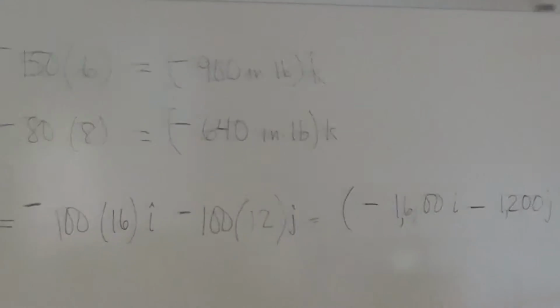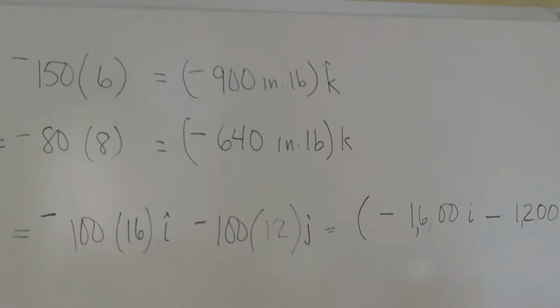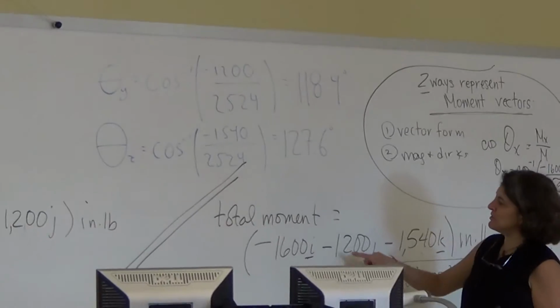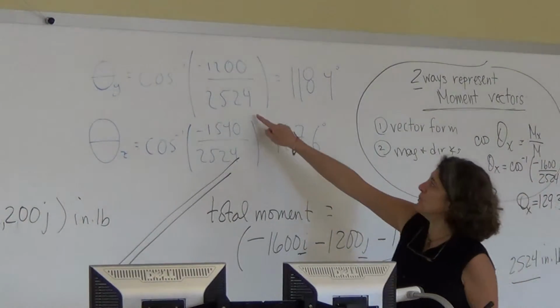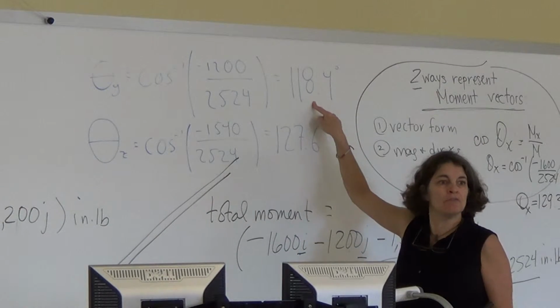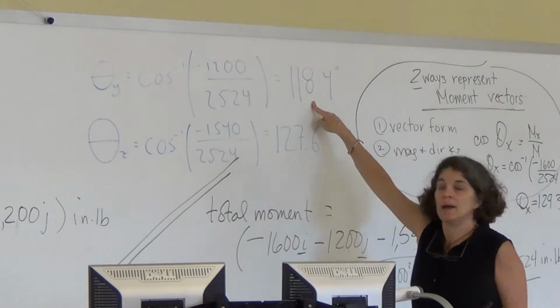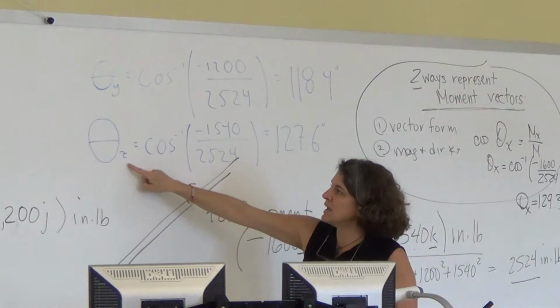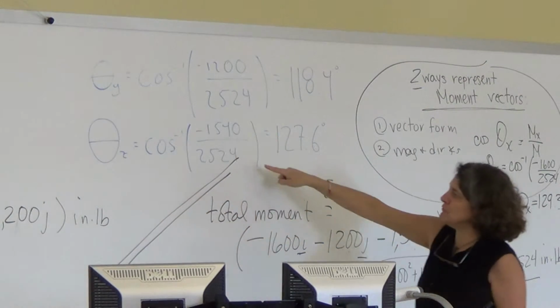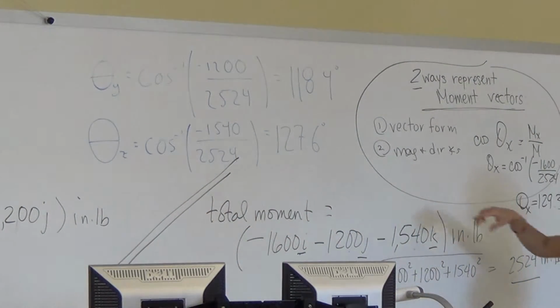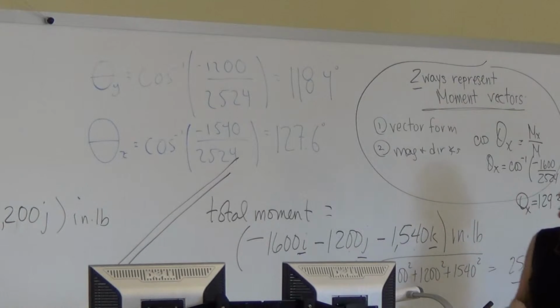The direction angle in the y, so theta y is equal to the inverse cosine of the y component of the moment divided by the magnitude of the moment. And you got 118.4 degrees. Anybody else get that? Yeah? And then the direction angle for z is negative 1540 divided by 25.24, and you got 127.6. Okay?